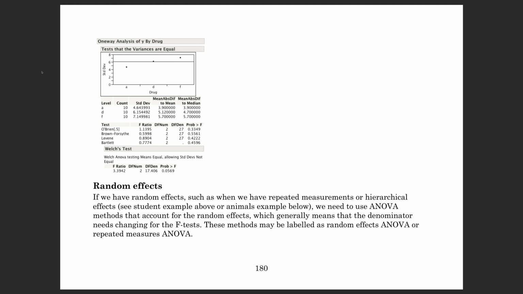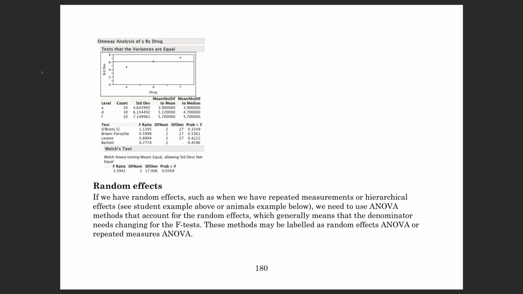Now, I said earlier on that we might have random effects in our analysis of variance. So there are 2 situations where we might have random effects. One was the example we mentioned before of students. That's a hierarchical effect. And we're going to look at a simple example of this below on animals. Another situation is where we have repeated measurements on the same individuals.